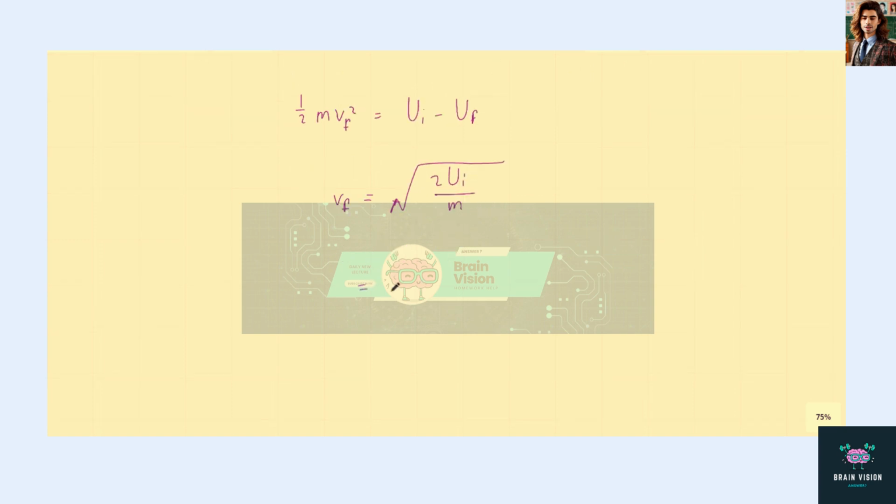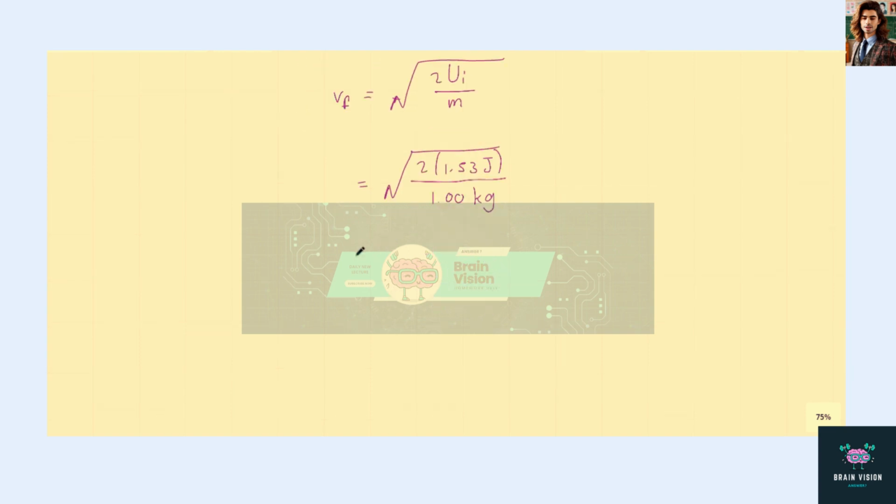And we have these values, so we can substitute them in. So that's the square root of 2 times 1.53 joules. So all of the 1.53 joules that is initially stored as elastic potential energy is then converted to kinetic energy through the equilibrium point. And this is divided by the mass of the block, 1 kg. So calculating, we get the speed of the block at the equilibrium position to be 1.75 meters per second.